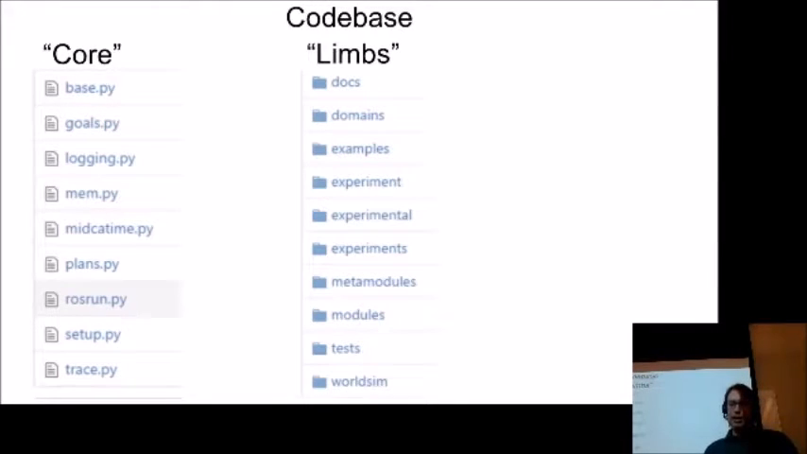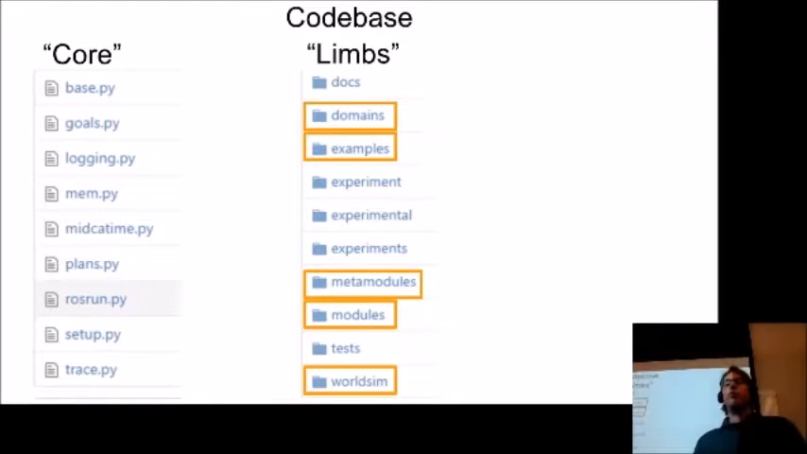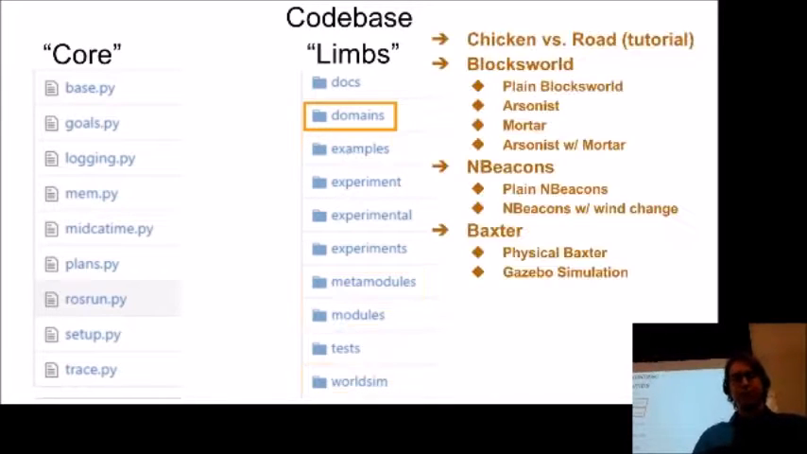Now, the limbs of MIDCA, just a loose descriptor. The most important ones you would want to look at are the domains and the examples. Examples are the startup scripts that run MIDCA. We have modules, which are the cognitive layer phases in their implementation. Then we have meta modules, which is the meta layer. And then we have the world simulator, which also contains MIDCA's internal state representation, operators, actions, predicates, atoms, etc.